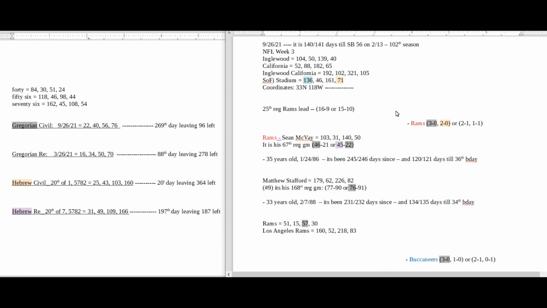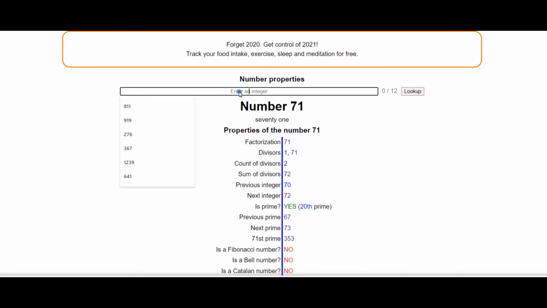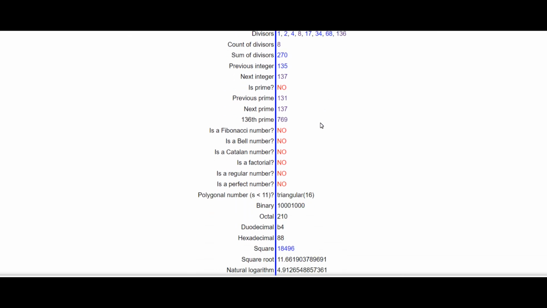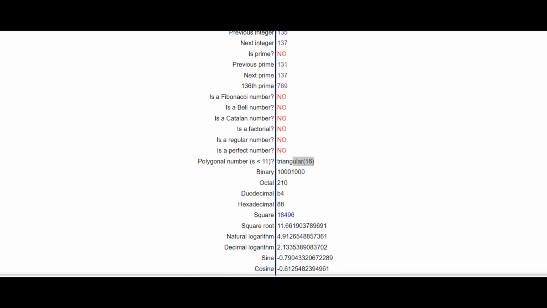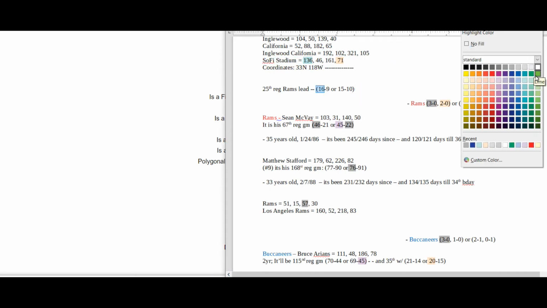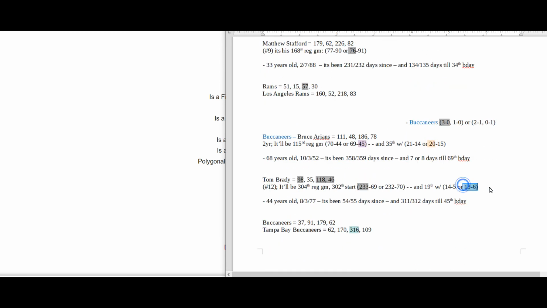The Rams could get their 30th, they could become 3-0 for this season, like 30. You know what? I don't want to move on from the 136 just yet. Hold on. Sorry for confusing you guys. 136, if we pop it into number properties, we find out 136 is a 16th triangular number, and the Rams could get their 16th regular season head-to-head win to go with SoFi Stadium 136. Tom Brady becomes 13-6. Tampa Bay Buccaneers 3-1-6.